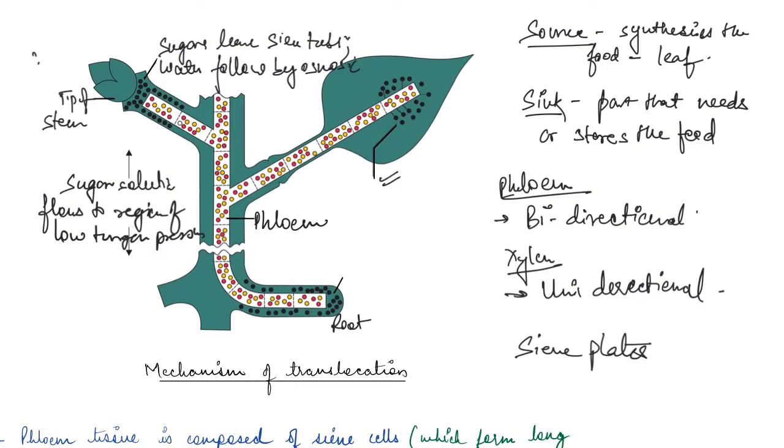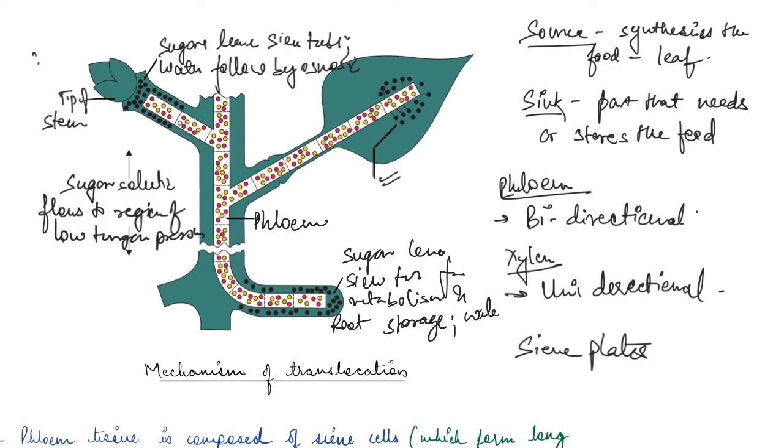And then the sugars in the root, the sugars leave sieve tubes. For what? For metabolism and storage. And again, water follows by osmosis, right? So this is the entire mechanism of translocation, guys.